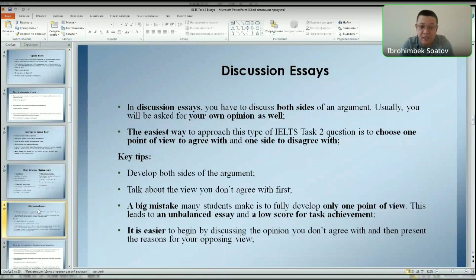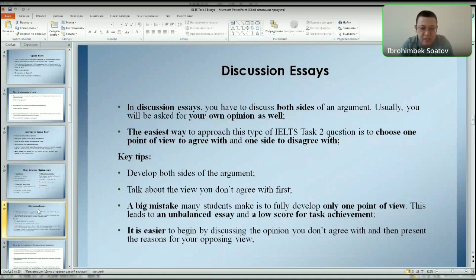But in a discussion essay, you have to discuss both sides of an argument. You are given one argument, and in this argument, they just provide other people's opinions, or contradictory opinions. Some people agree with this statement and others do not agree with this statement. And in this type of essay, you should also provide your opinion as well.